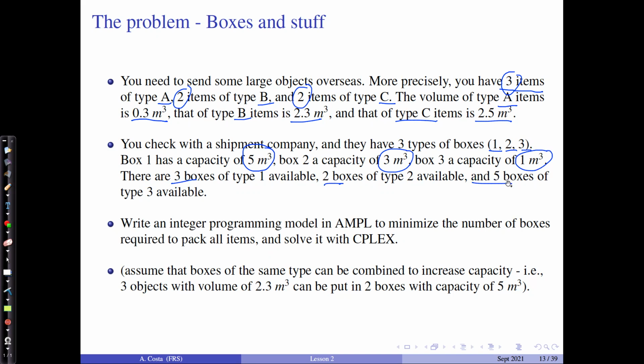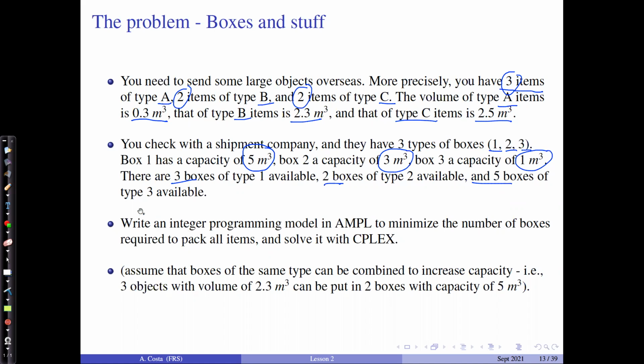Okay, let's stop here for a while. What do you think all these things that I have highlighted here are? Remember that in optimization problems, mathematical programming problems, we have objective, variables, parameters, and constraints. So all these things are basically parameters. They are the data of your problem. Remember, parameters are numbers you know before solving the problem.